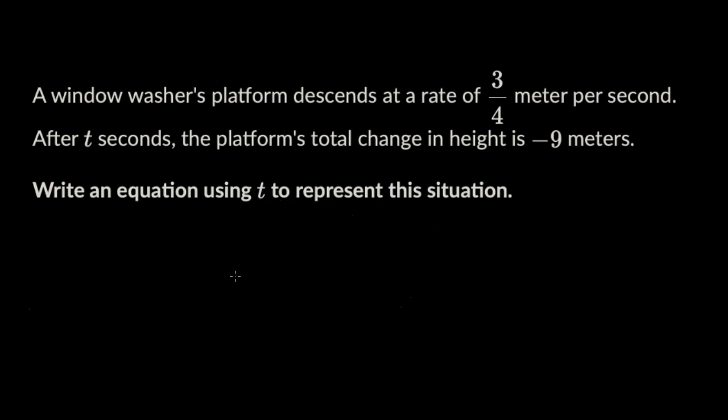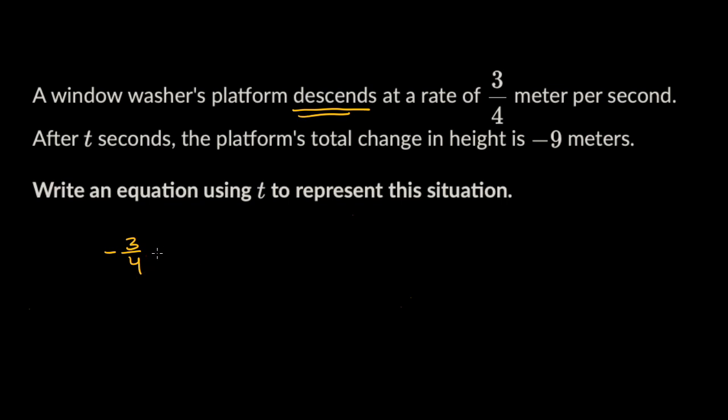All right, now let's do this together. So we essentially just want to multiply the rate times the time to figure out the change in height. So our rate, we're descending at a rate of 3/4 meters per second. So our rate is negative. It's giving us our direction. So our rate is -3/4.